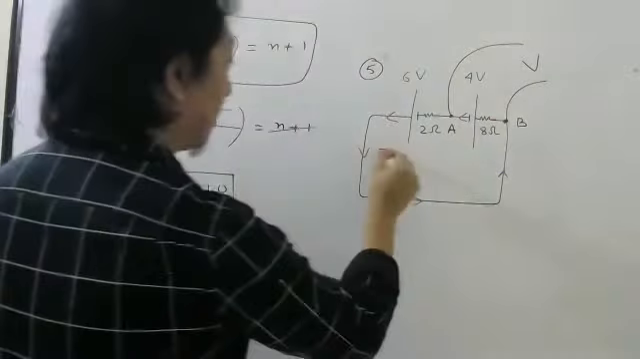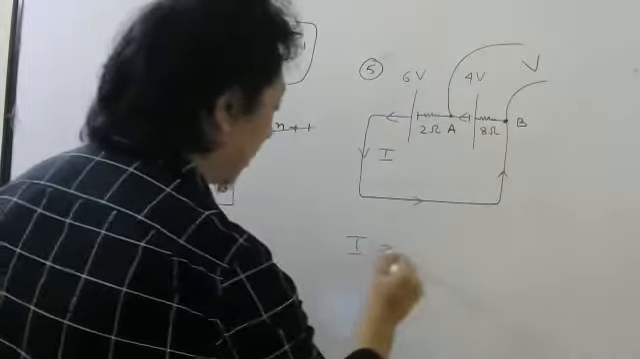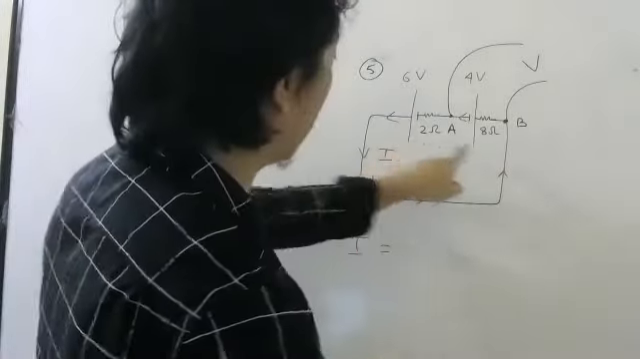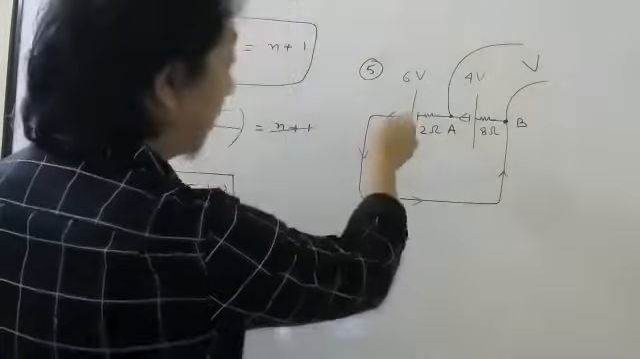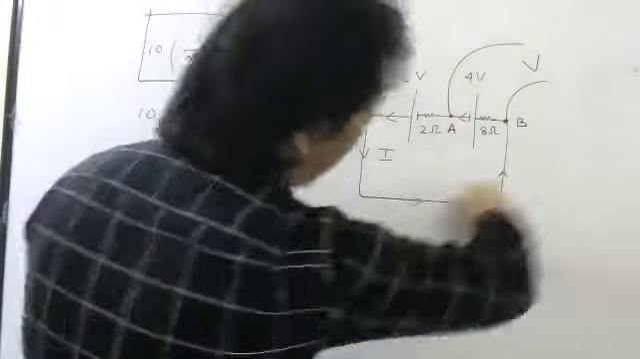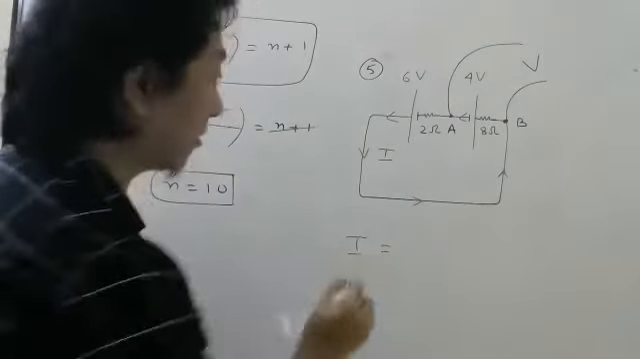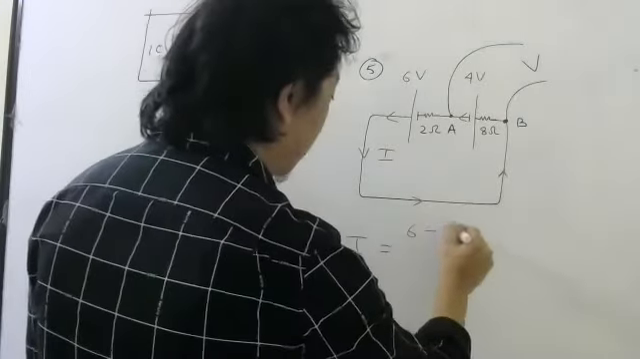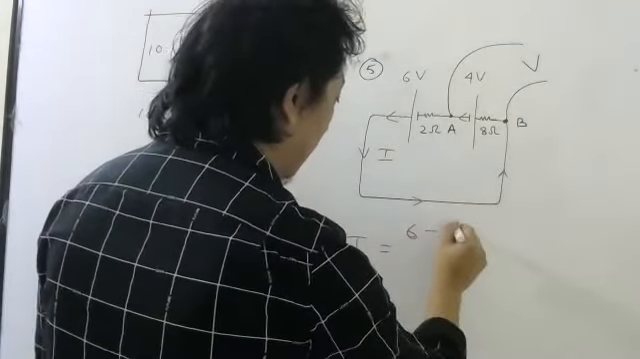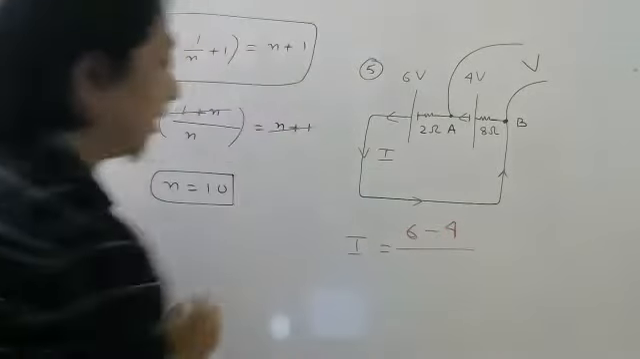Okay, let us say the current is I. Let us calculate the current. The EMFs are opposite to each other, right? This is sending current this way, this is sending current the opposite way. So you cannot add. They are in series, but you cannot add. So it will be 6 minus 4, E1 minus E2, divided by total resistance.